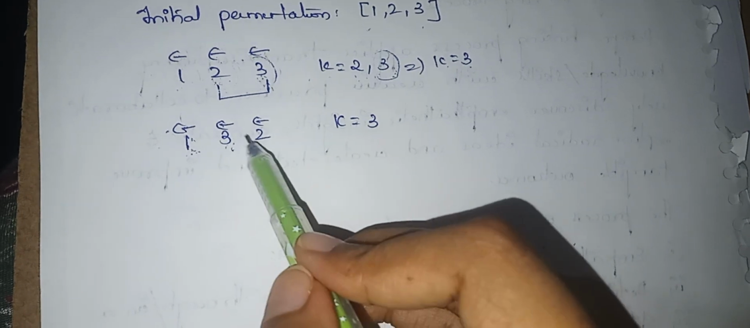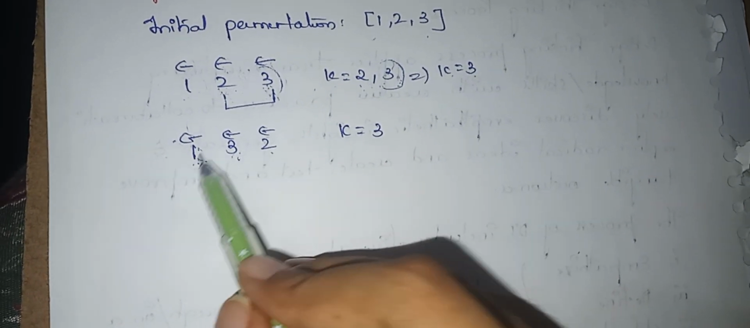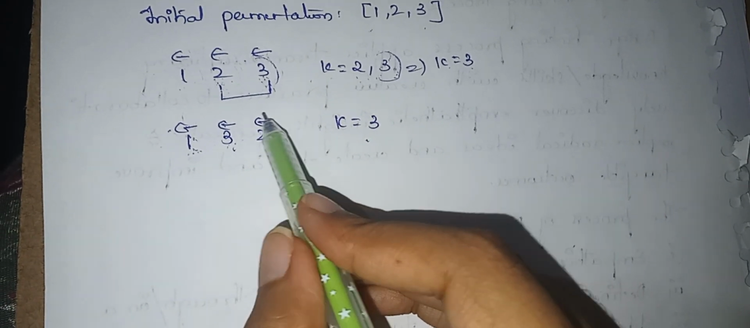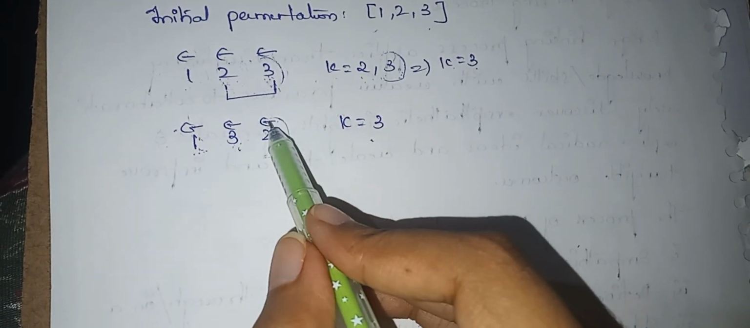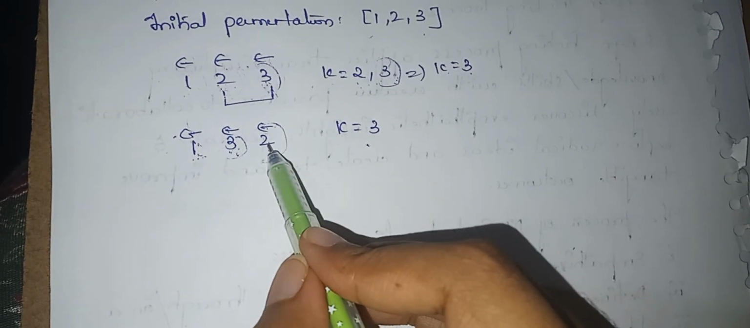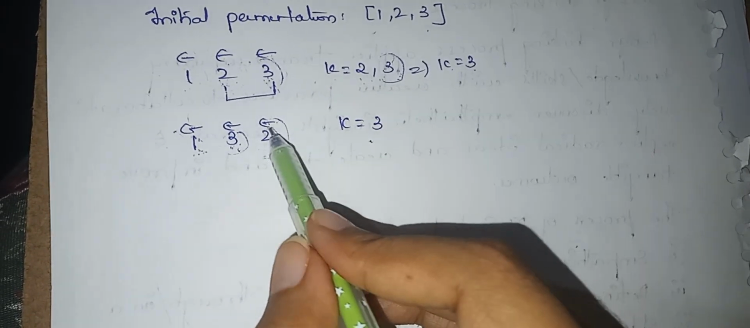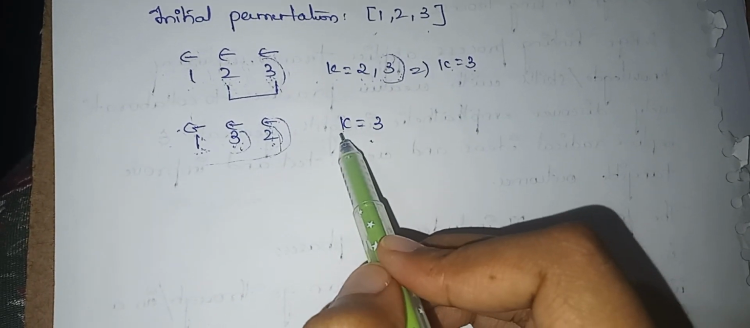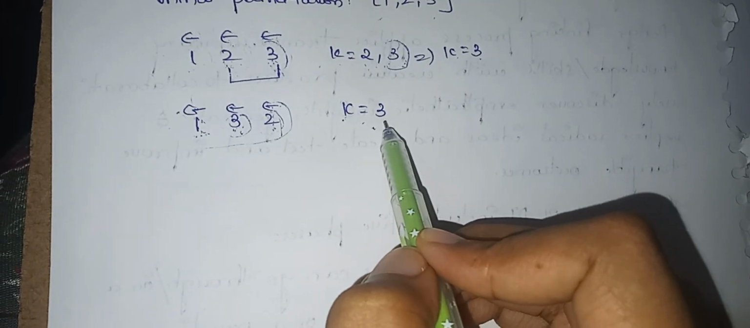Now moving on to the next direction. You have to check each and every element, then only you can finalize the mobile element. So moving on to the third element, that is 2. In the pointing direction of 2, 3 is there, which is greater than 2. Therefore 2 cannot be a mobile element. So far for this new permutation, I got the mobile element as k equals 3.